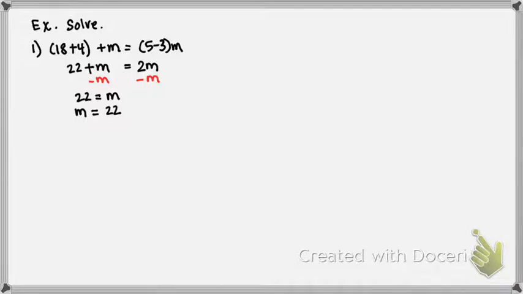So I'm just going to remind you that this is the symmetric property of equality. Okay? So we've got m equals 22. So this is an example of one unique solution.